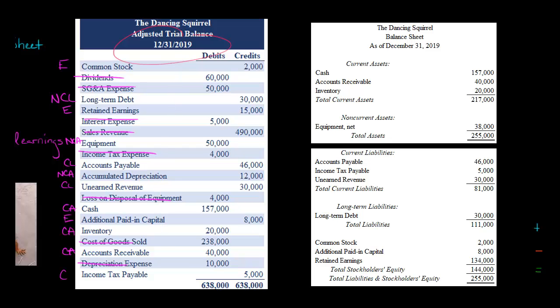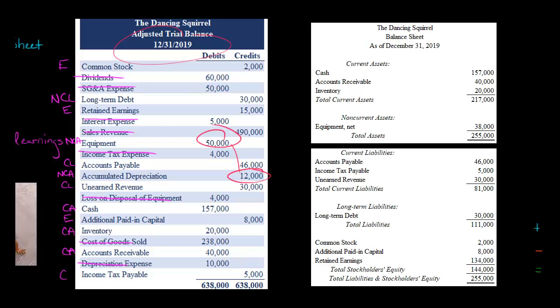You could sometimes have long-term investments. We don't have any of that in this example. We just have property, plant, and equipment. Now notice, okay, I've made it a certain way where I say equipment net. Okay, that is net of accumulated depreciation. So that is $50,000 for the equipment account minus the $12,000 for accumulated depreciation. So that nets to $38,000.